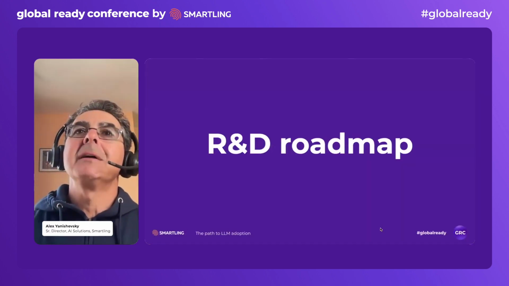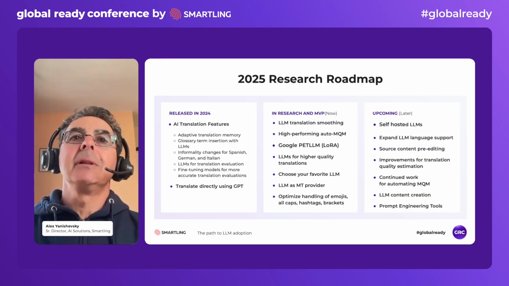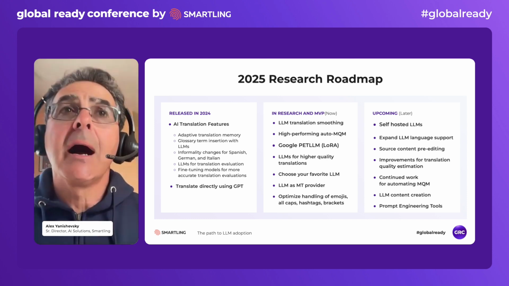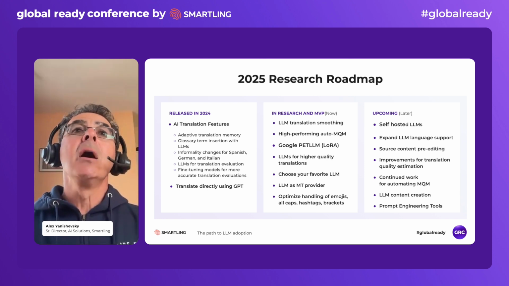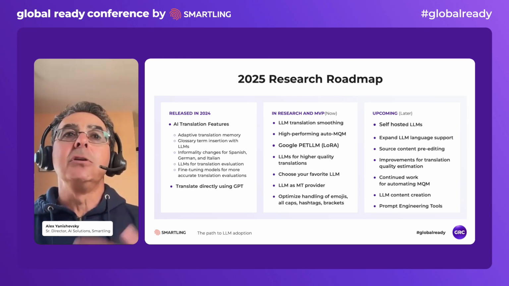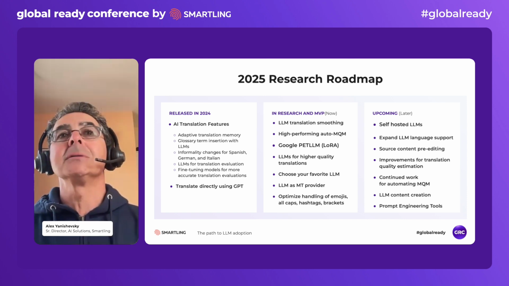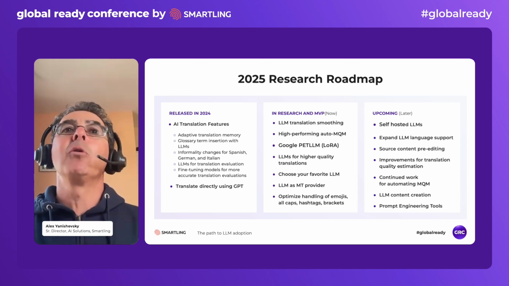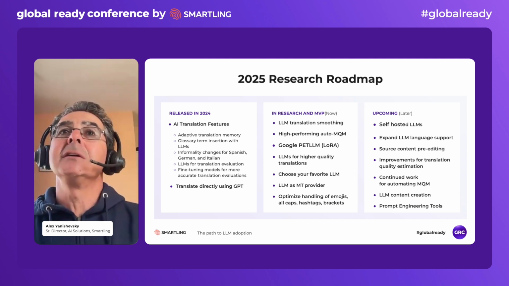I'm going to conclude by talking a little bit about our R&D roadmap. So this is a recap of the features that we released in 2024. We released adaptive translation memory, fuzzy match repair. That's what Jason was talking about, and further improvements that we made to it. Glossary term insertion, a more grammatically correct way to insert glossaries using large language models. We also introduced formality for Spanish, German, and Italian, the ability of using large language models to evaluate the translation, and again, as Jason showed, fine-tuning models for edit effort estimation for even more accurate translation evaluation. And we introduced the ability to translate directly using GPT models.